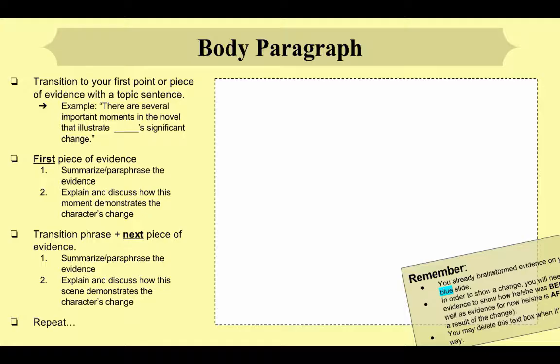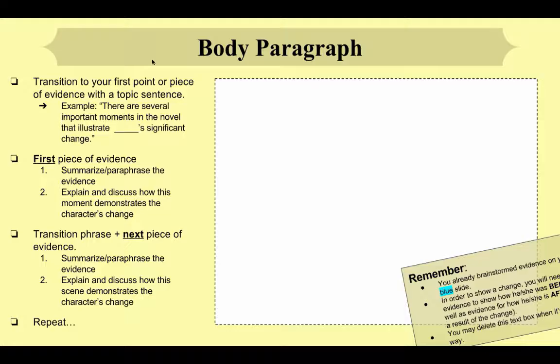So I had a little example on the left-hand side. There are several important moments in the novel that illustrate so-and-so's significant change. That topic sentence helps transition your readers from your intro paragraph to your body paragraph. After you're done with your topic sentence, you're going to go ahead and delve into your first piece of evidence.